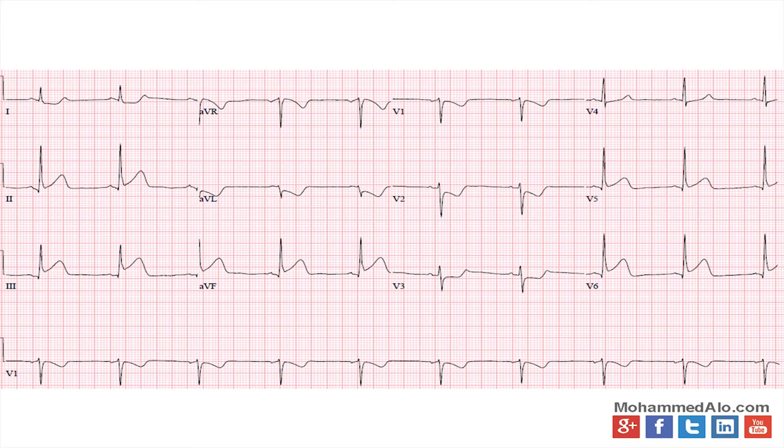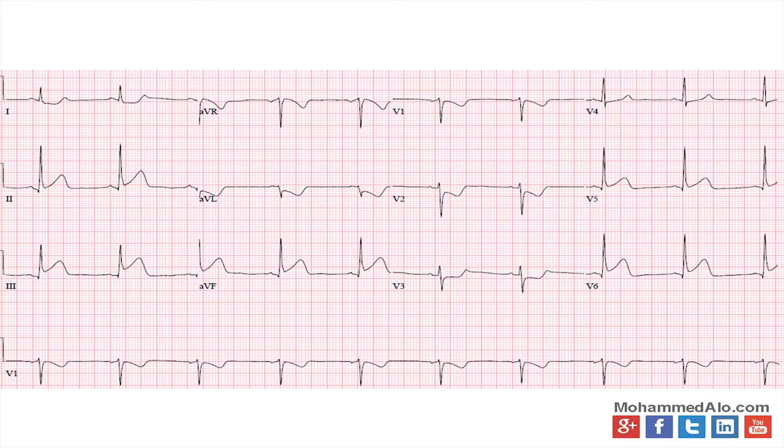AVL is down and depressed. Inferior reciprocates to AVL. Remember that. If you look at 1, it even reciprocates to 1, and that even looks abnormal. So this is your basic inferior posterior lateral MI. This person probably has what we call a mega dominant RCA.